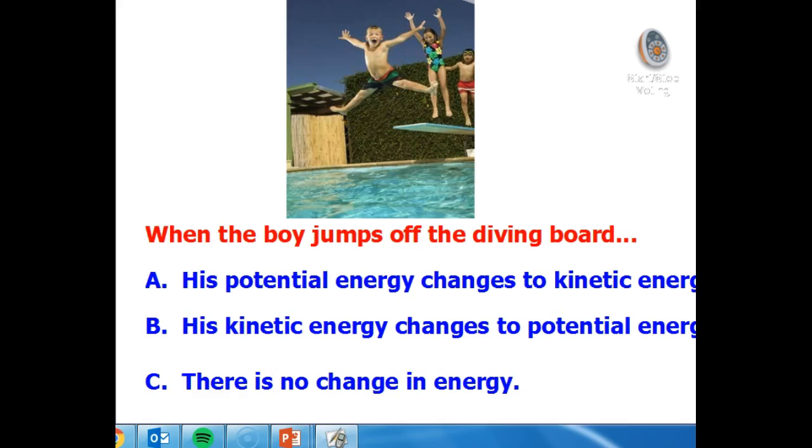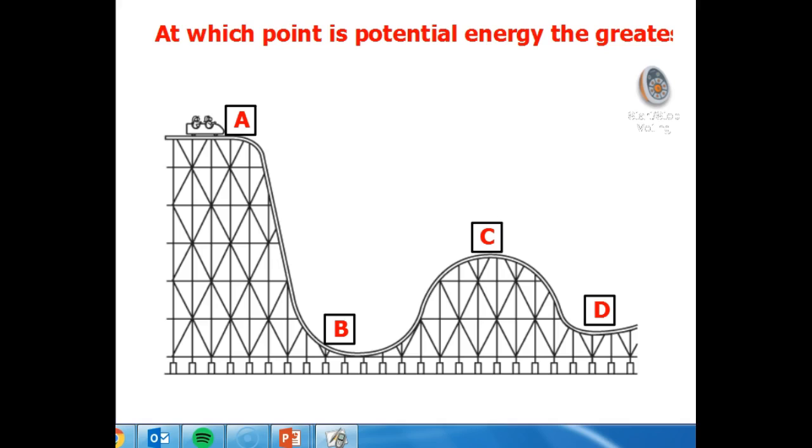The correct answer is A. Yes, when he's standing on the diving board, that's potential. He's up high. And then when he jumps in, now he uses that energy to fall into the water. That's kinetic. He's moving. Oh, sorry, that wasn't the last one. My bad. Okay, here's another roller coaster question.